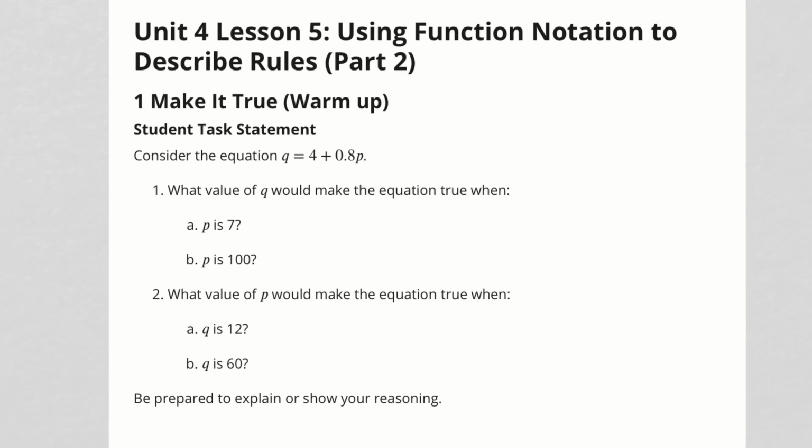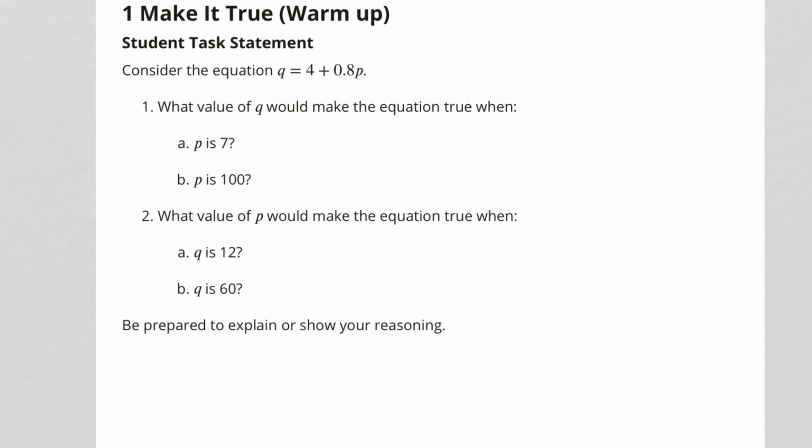We're going to consider the equation Q equals 4 plus 0.8p, and we're going to find the value of Q that would make the equation true when P is 7. So what we're going to do is take P equals 7, write that down right here, and plug it in to the equation at the top.